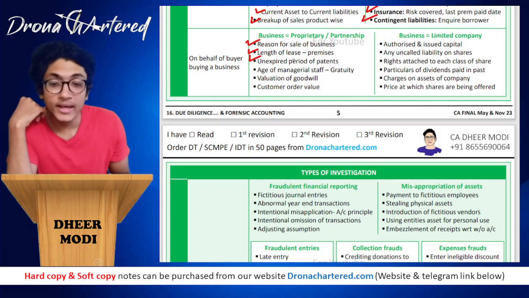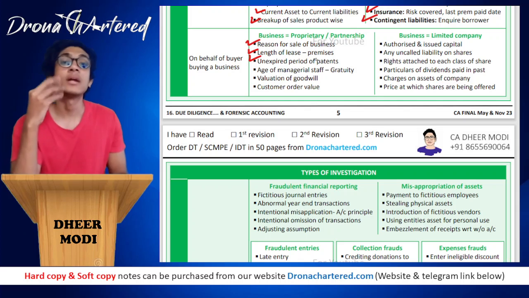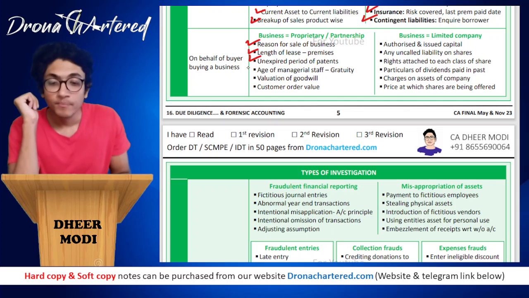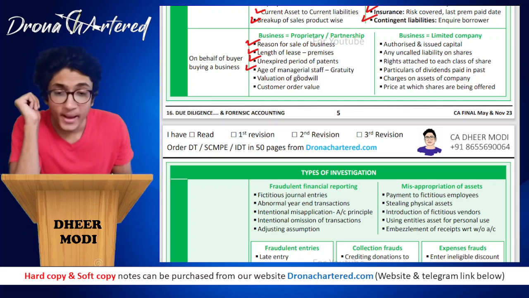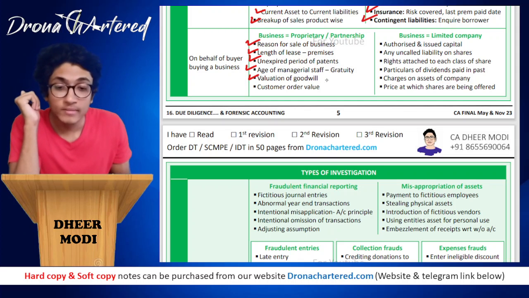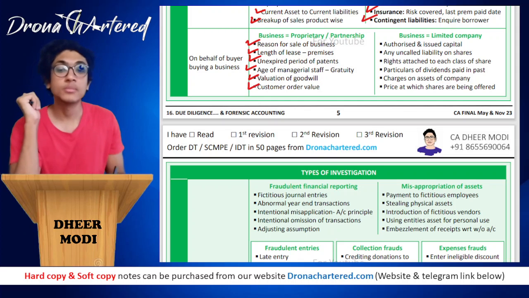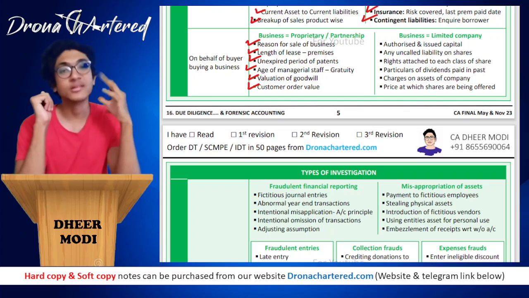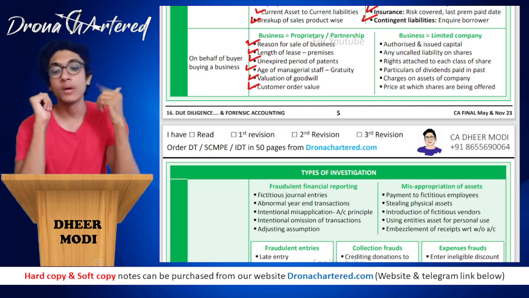Next is the unexpired period of patents, age of managerial staff, because you have to pay them gratuity. Next is valuation of goodwill, and last is customer order value. That means every customer orders for an average of what amount.